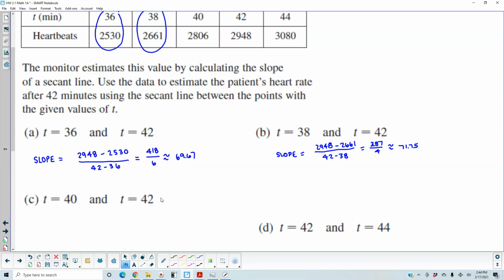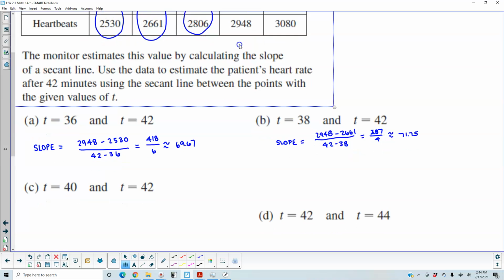Okay, now we're going to take the slope that goes from 40 minutes and 2,806 heartbeats with 42 and 2,948. So again, we're going to find the slope of that. So we get 2,948, subtract 2,806, and then divide that by 42 minus 40, which gives us 142 over 2, which is equal to 71.